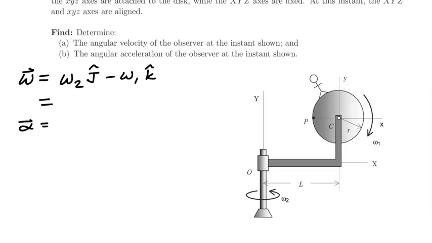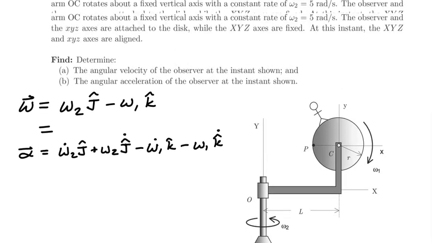So in this regard, what I can do is say that alpha is going to equal omega 2 dot in the capital J, plus omega 2 in the capital J dot. Of course, I'm just using the product rule of differentiation here, minus omega 1 dot in the little k, minus omega 1 in the little k dot.